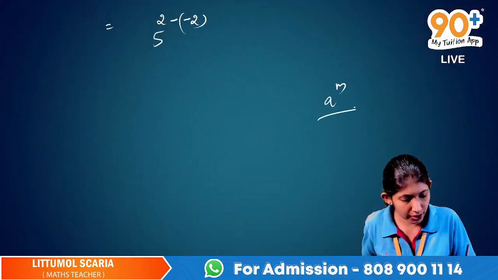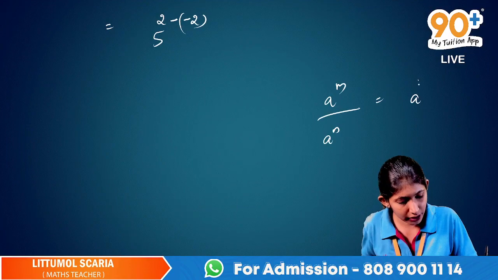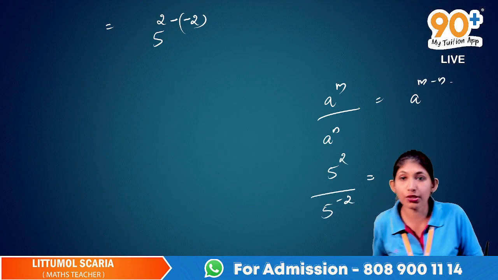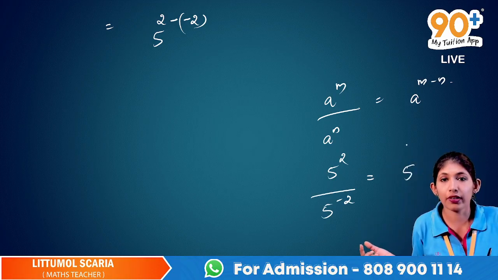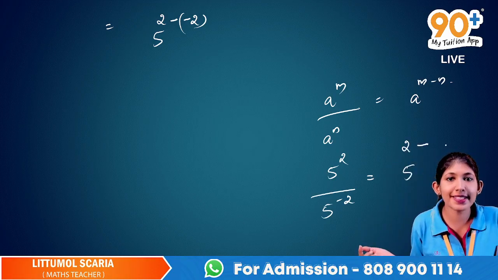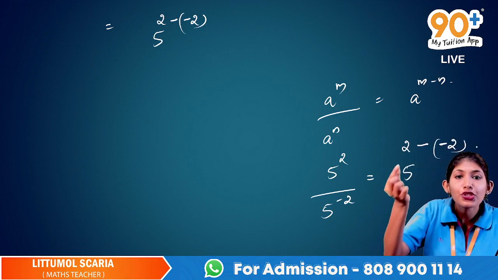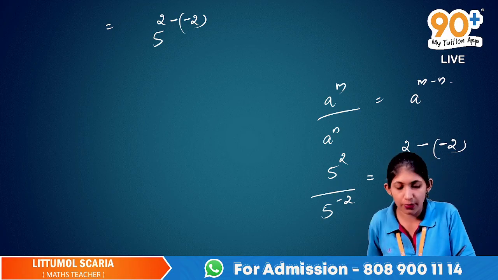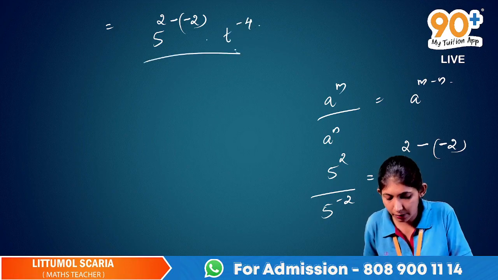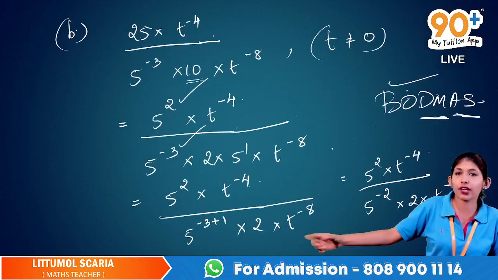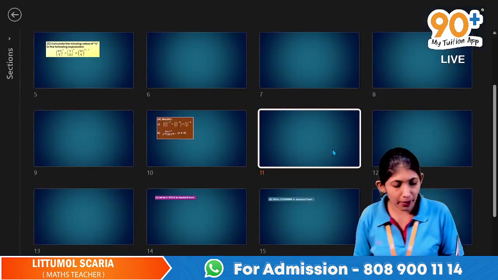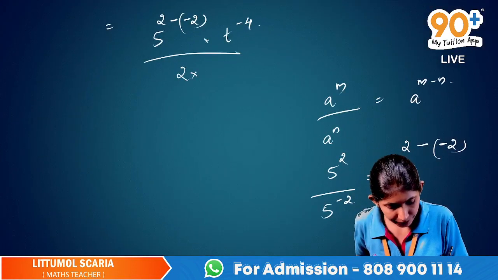Okay, so എങ്ങനെ വരും? a to the power m by a to the power n is equal to a to the power m minus n. 5 to the power 2 by 5 to the power minus 2 is equal to 5 to the power m minus n, ആരാ? minus 2. So there are 2 minus 2, negative sign ഉണ്ട്. അത് മാറിയാൽ തീർന്നു. Okay, so yes, 5 to the power 2 minus minus 2, into 2 to the power minus 4 divided by, numerator ആരൊക്കെയുള്ളത്? Sorry, the denominator ആരൊക്കെയുള്ളത്? minus 2 നെ മുകളിലേക്ക് എടുത്തു. Now 2 into t to the power minus 8, right?